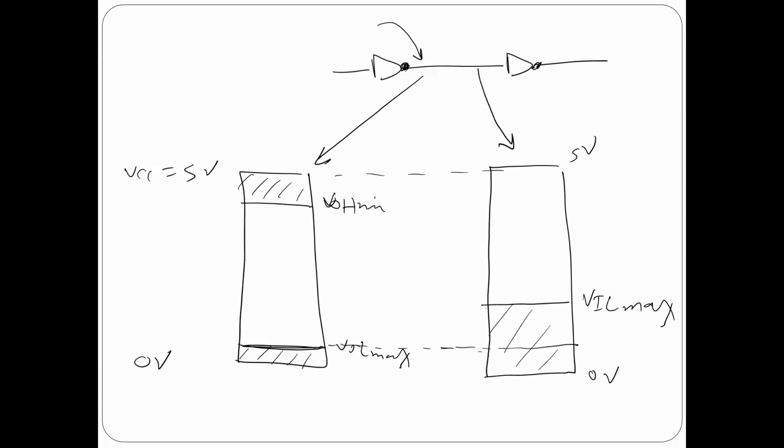Same thing here. We also have a range here. This one is called V input high minimum. This is the minimum voltage that can be interpreted as a high input. Is that okay? Any question?